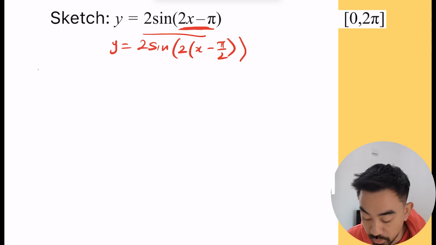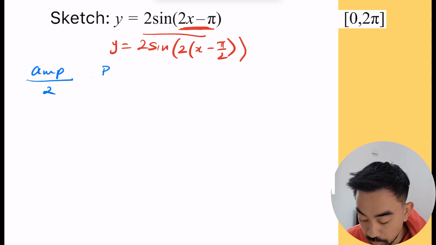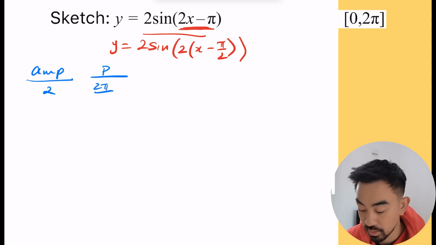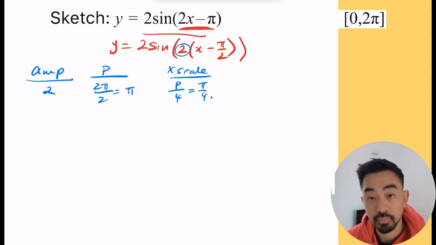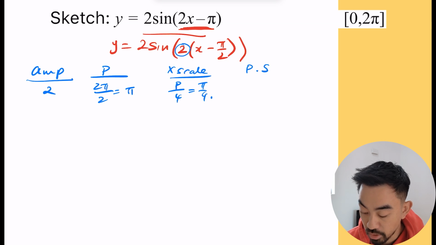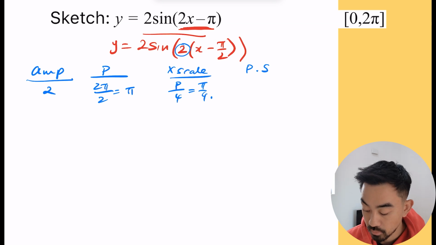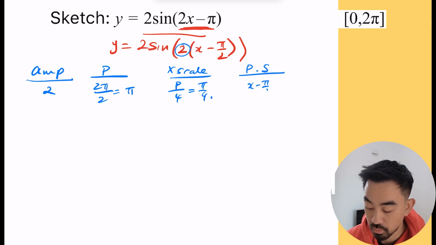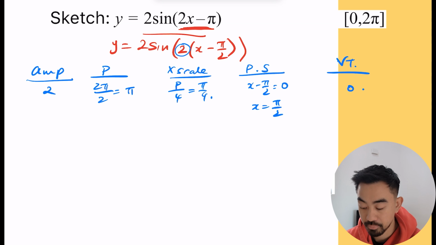Right, now once you've rearranged it, we can go straight into our algorithm. So amplitude here is 2. Our period is 2 pi over b. Now b here is that 2 in there, so 2 pi on 2, which is pi. Our x scale is period on 4, which is pi on 4. Our phase shift is just this bit in here, no need for the 2. So our phase shift is x minus pi on 2 is equal to 0, x is equal to pi on 2. And then our vertical translation is 0, so we don't have to worry about that.